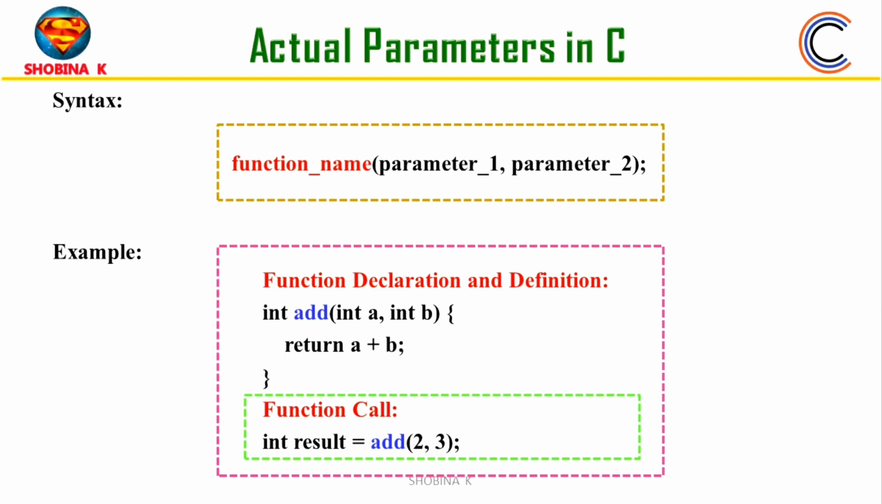So the function add takes two integer parameters and returns their sum. In the call add 2, 3, the 2 and 3 are the actual parameters. The values 2 and 3 are assigned to the formal parameters a and b respectively inside the function. The function computes the sum of 2 and 3 and returns 5. The returned value 5 is assigned to the variable result.